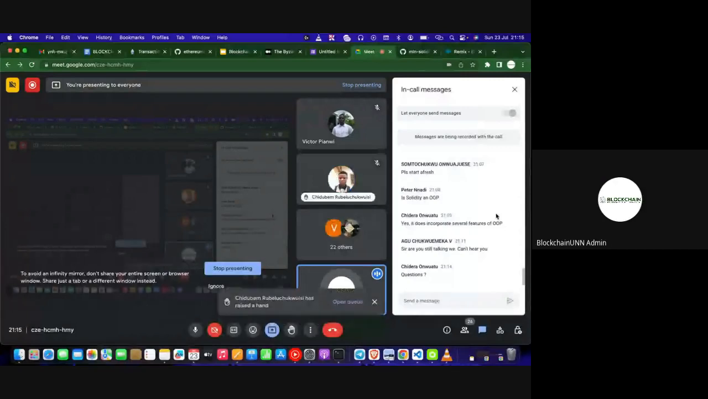But that's for the next two classes, where we're going to mostly be doing things on Remix. From the third class, we're going to start working with Hardhat. That's when we're going to need to start installing stuff, and the instructors will communicate with you on the things you need to install.